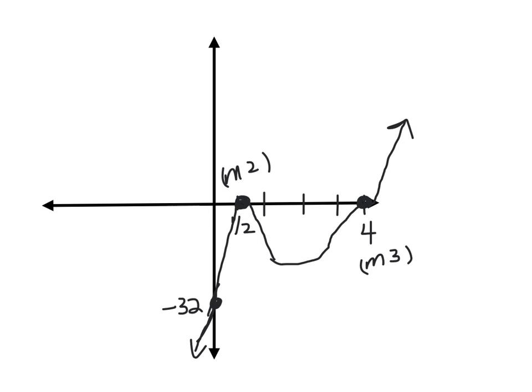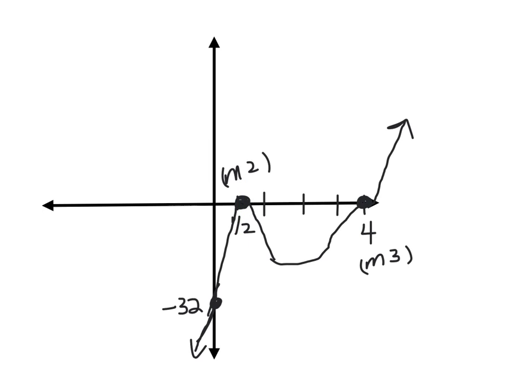Okay, so I've drawn a sketch of this polynomial. It's a pretty rough sketch, but that's okay. We've got all the main parts in here. So the first thing I did was I put in my y-intercept and I put in my critical points here. So I have one at 1/2 and one at 4. This one has a multiplicity of 2.